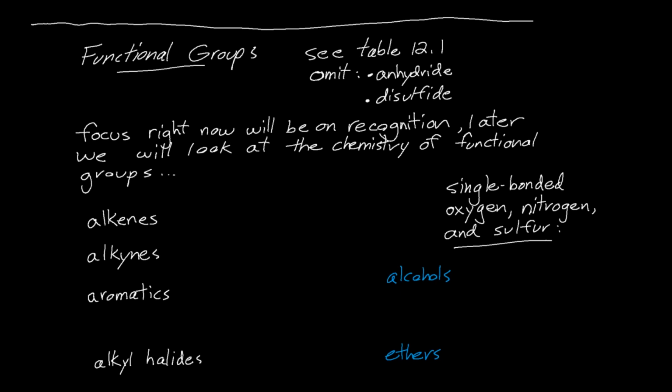Finally, for chapter 12, we want to survey functional groups, and the emphasis right now will be on recognition of functional groups. So later we're going to explore the chemistry of each of the functional groups in detail, how they react and how they behave. Table 12.1 is a great summary of all the functional groups that we want to recognize. You can omit these two.